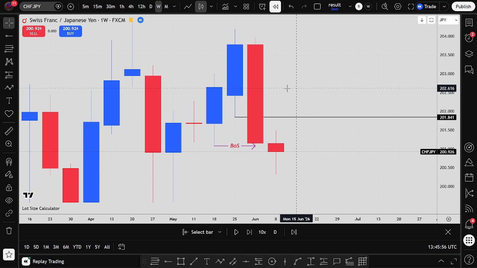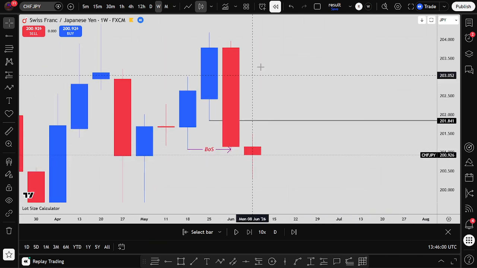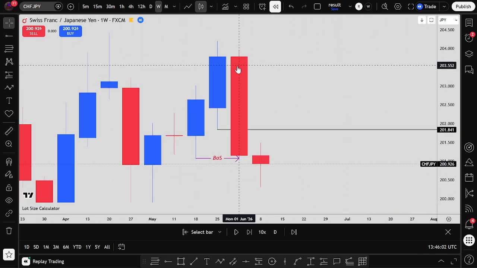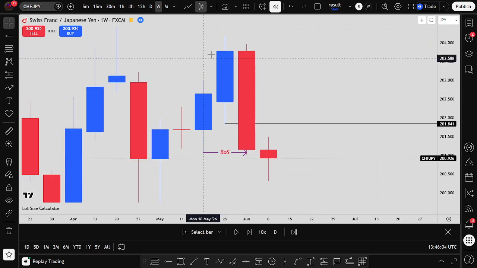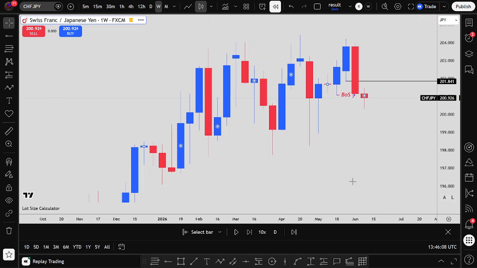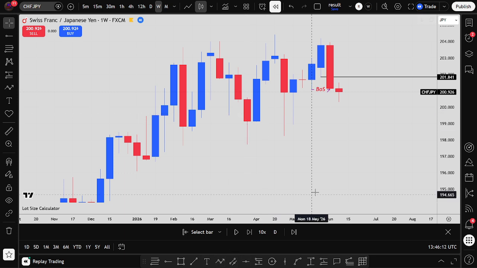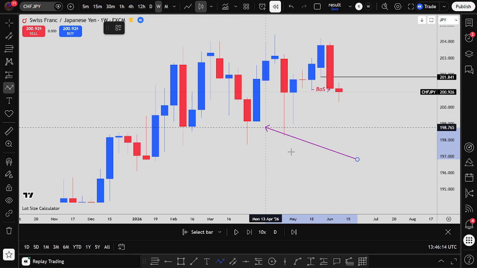Order block is very simple. Just go to YouTube, search for order blocks, and you will get a lot of videos about them, right? But the order block is simple. If it's a bearish order block, it's the last bullish candle before the drop. If it is a bullish order block, it's the last red, or bearish, candle before the uptrend, right? Yeah, before the uptrend.